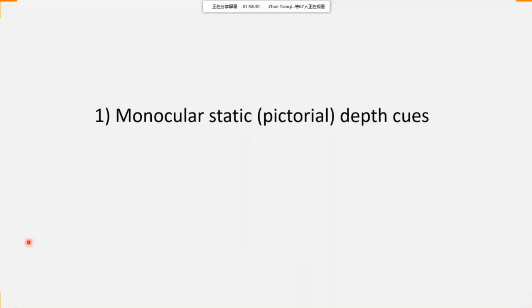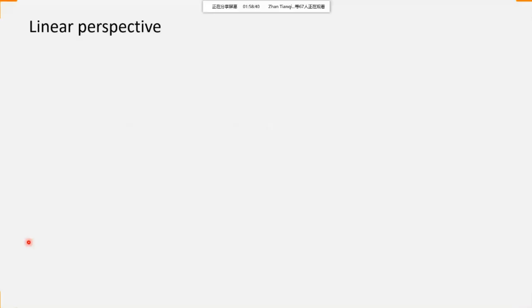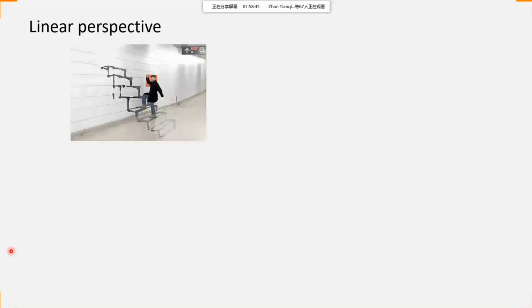First, the monocular static depth cues in pictures. The linear perspective. That's another example. You see this linear perspective. So we have lines that are in reality parallel, but in the image, they converge towards a faraway point.